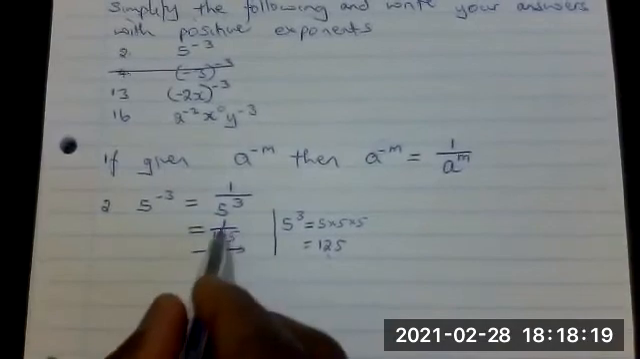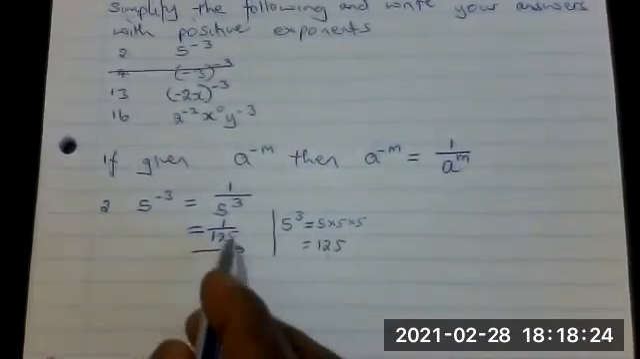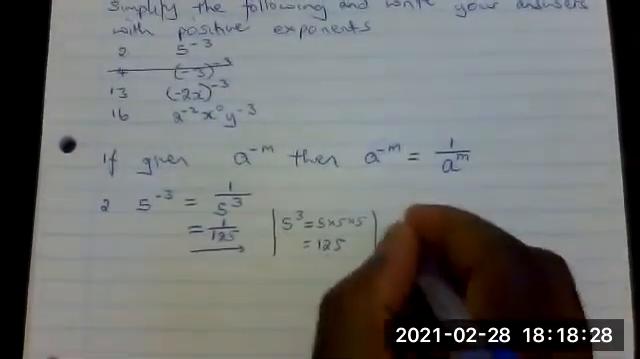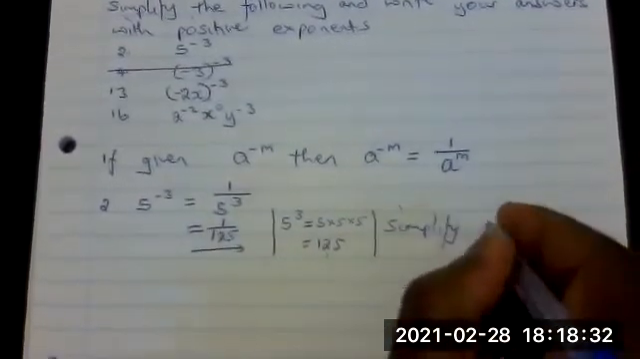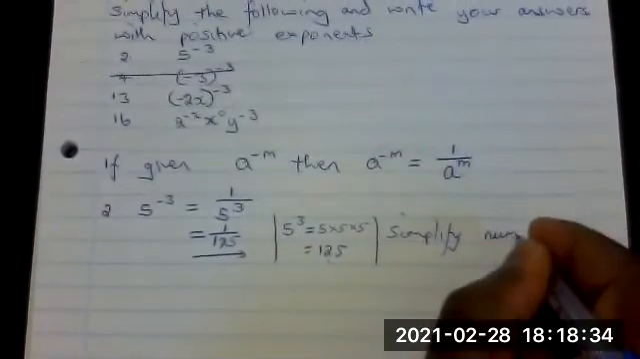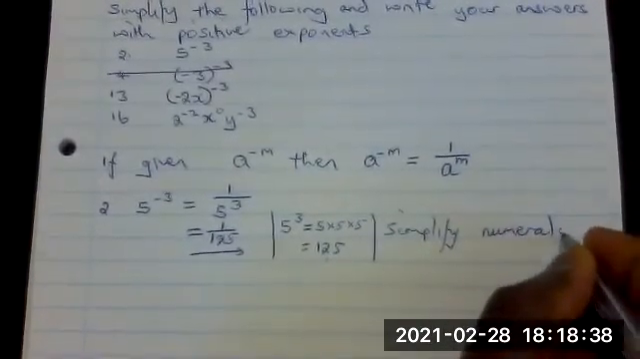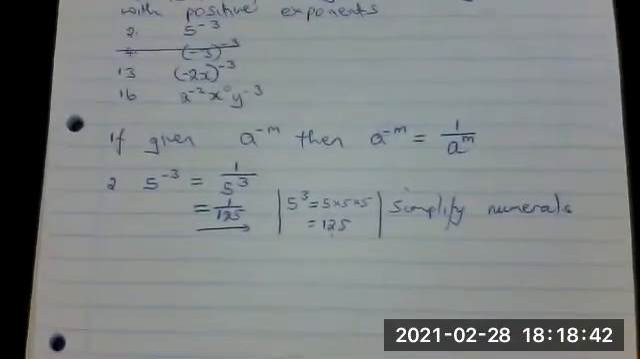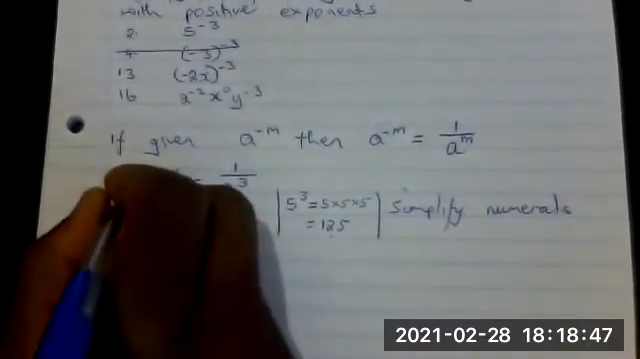This simplification is because we are dealing with numerals. We have simplified the numerals. Whenever you are having numerals, you must simplify them. Please simplify numerals, right? Then we move on to the second one. The second one, I've just picked out number 13.